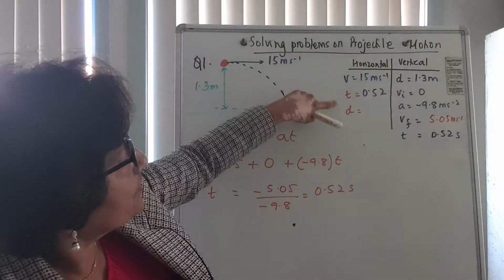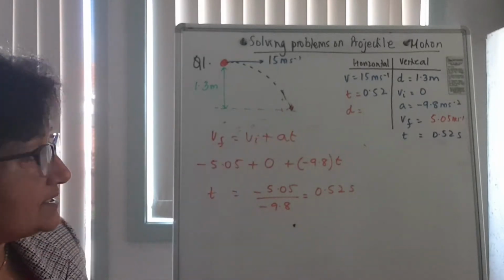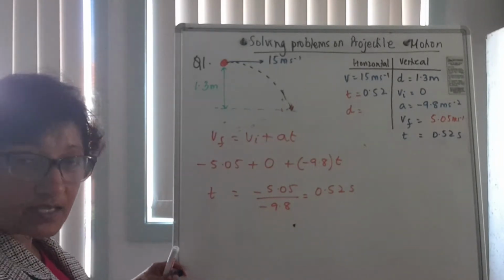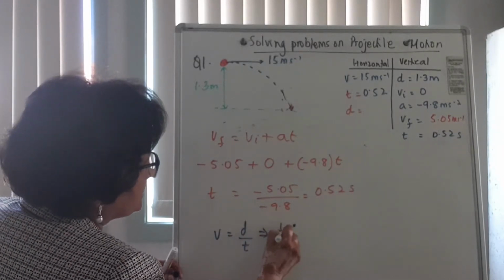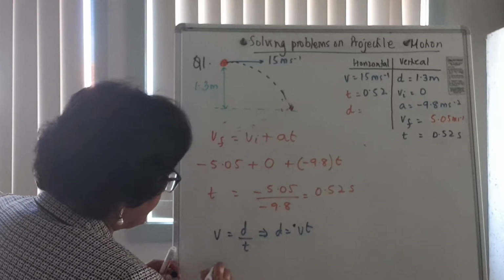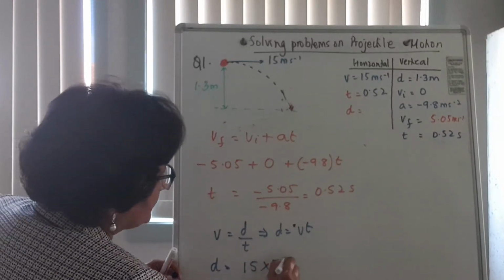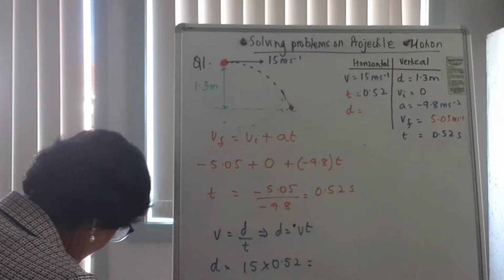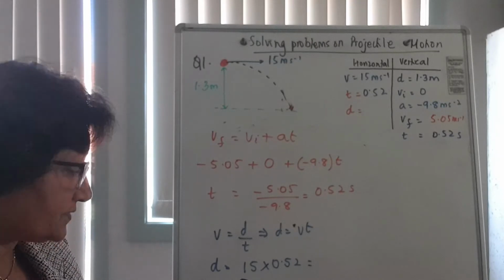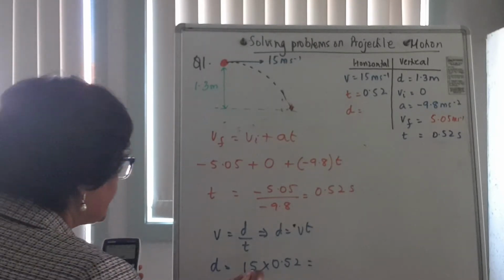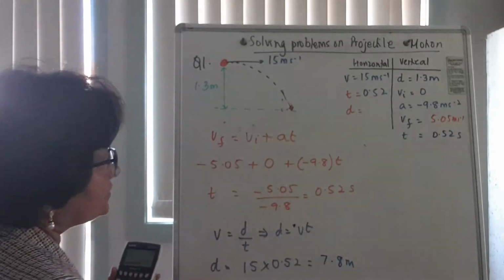Now that we know two of these three things, we can find what the range is, the horizontal distance traveled, by using V equals d over t, or your distance is speed multiplied by time, and our horizontal speed is 15 and the time is 0.52. So when I do 0.52 times 15, I end up with 7.8 meters. So that's how far it goes horizontally.